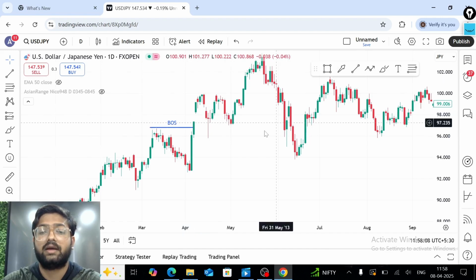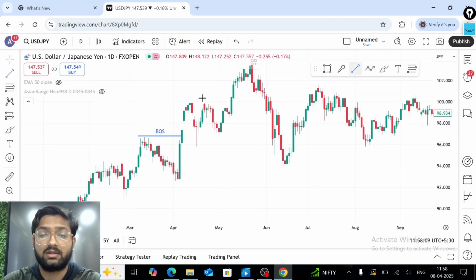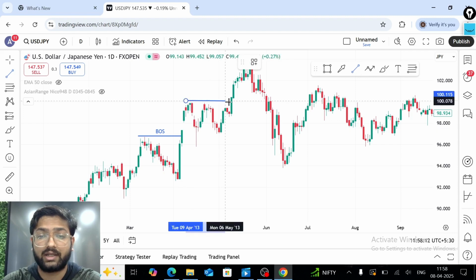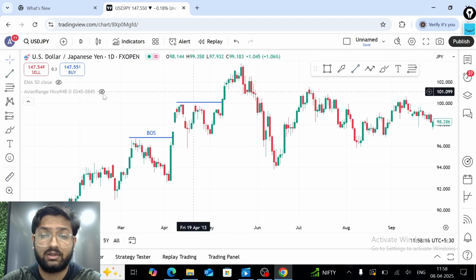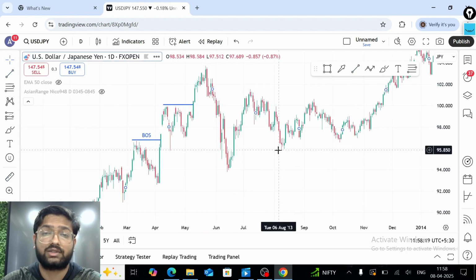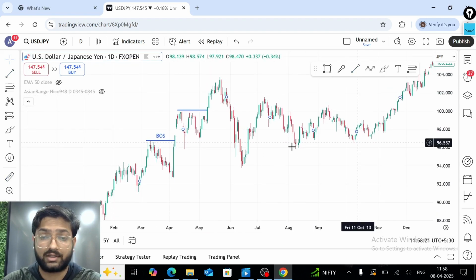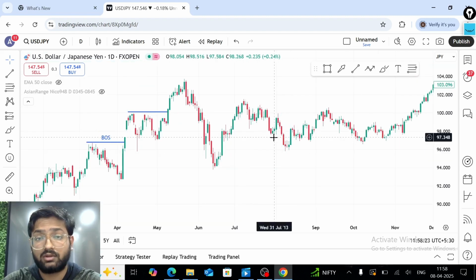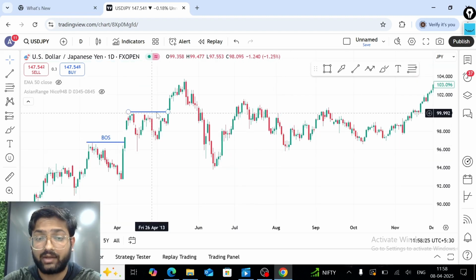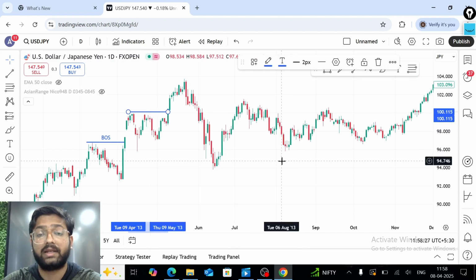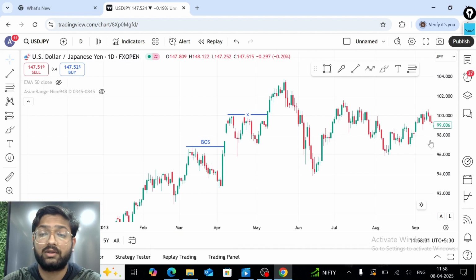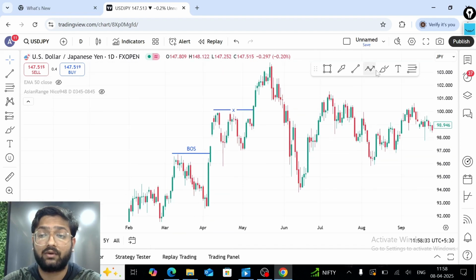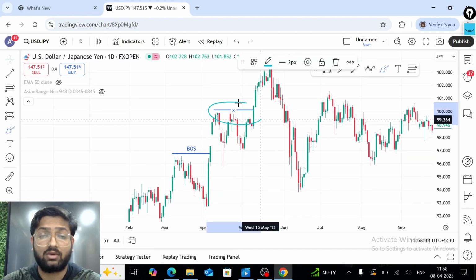Okay, and again what happened here, see here, this is again a break of structure, right? So can we consider this as a break of structure? This is not a break of structure actually. You know why? I will tell you the reason. If you want to know the exact reason why this is not a break of structure, see, many retailers are making losses in the market because they consider this as a break of structure. But this is not the real break of structure.